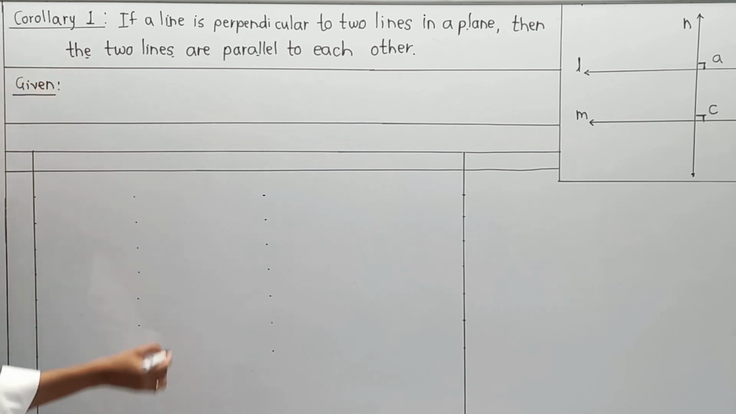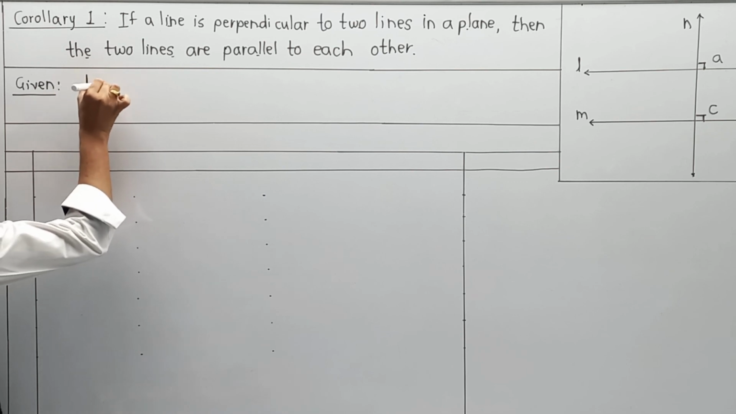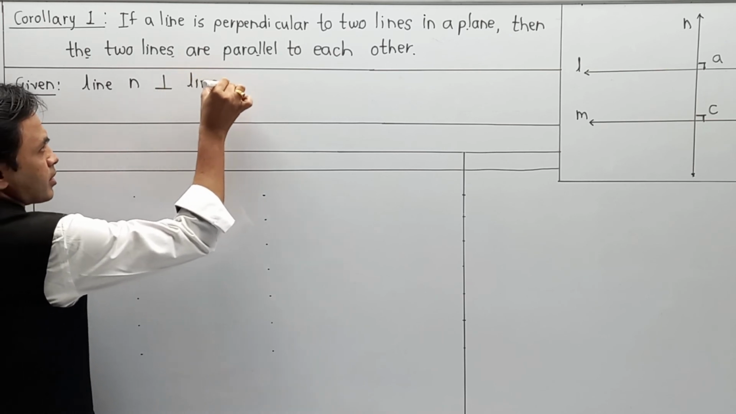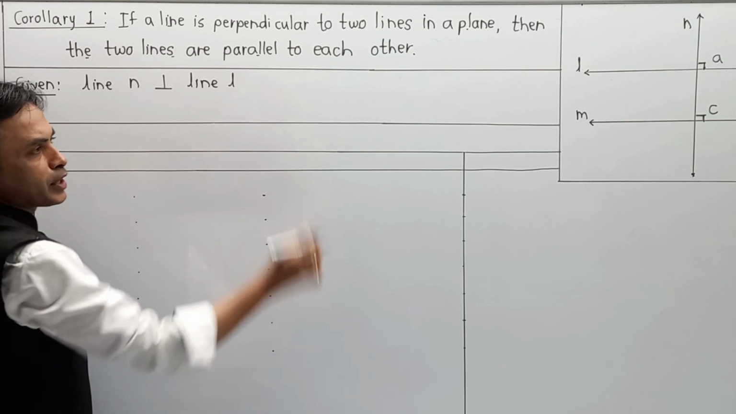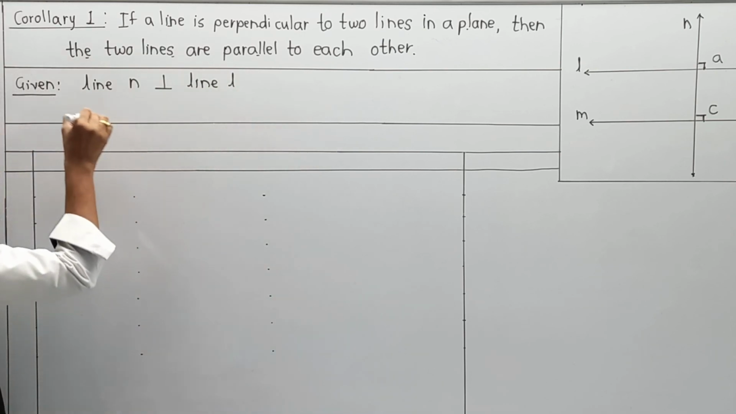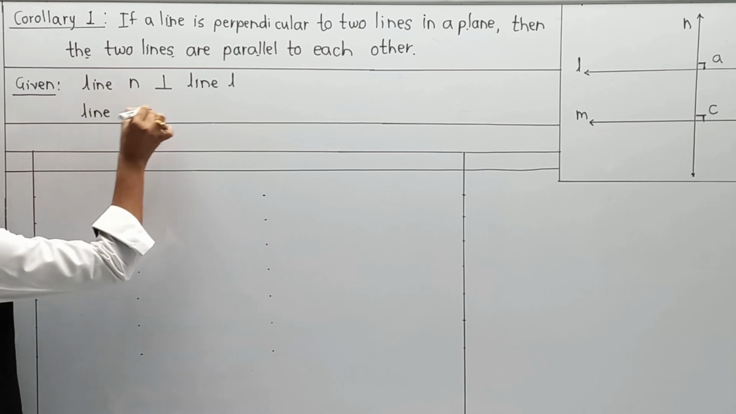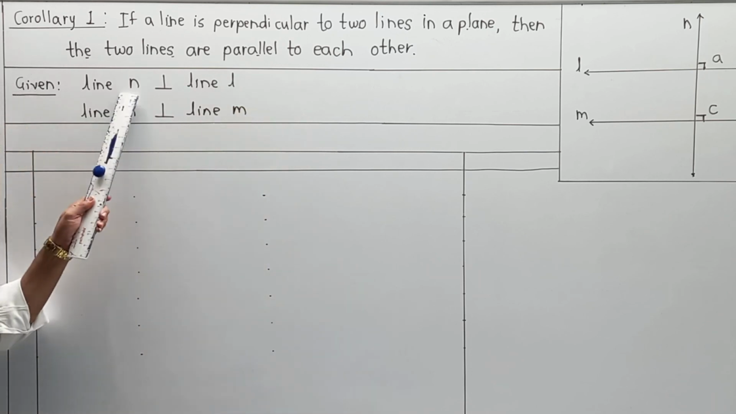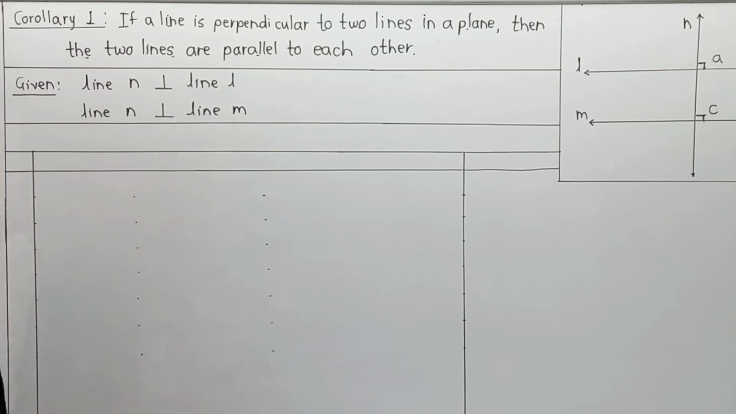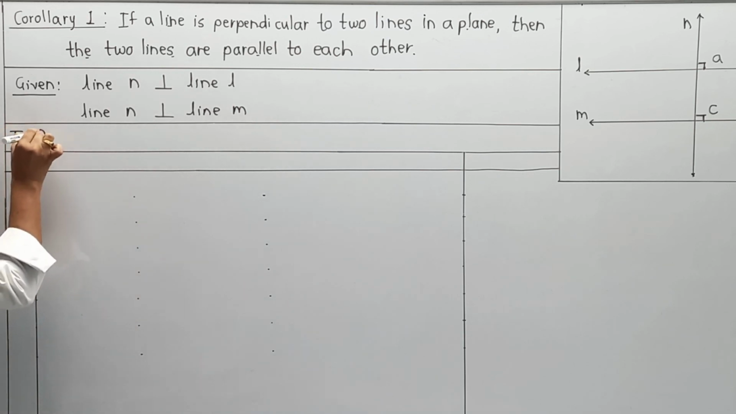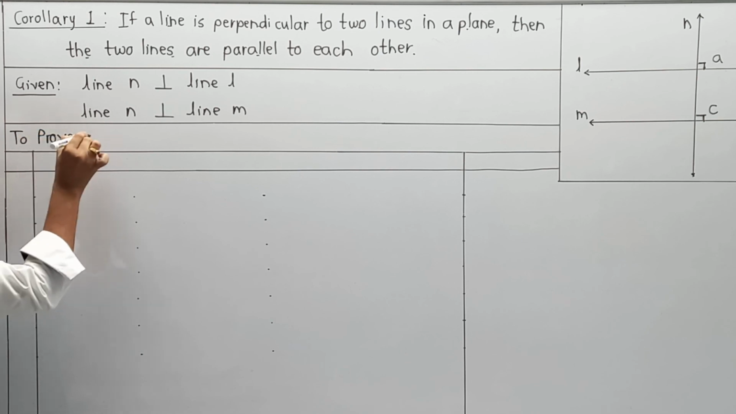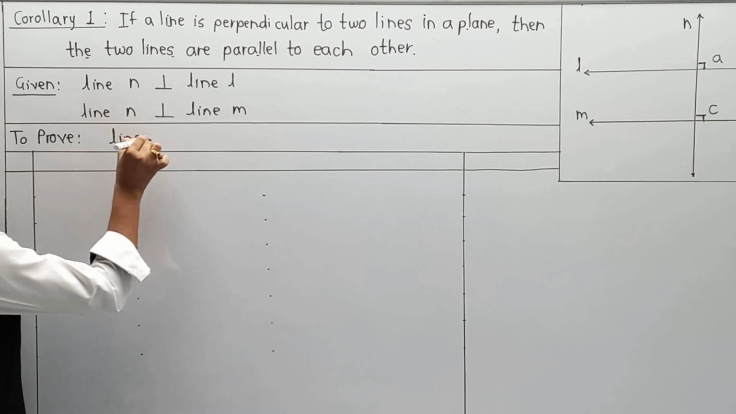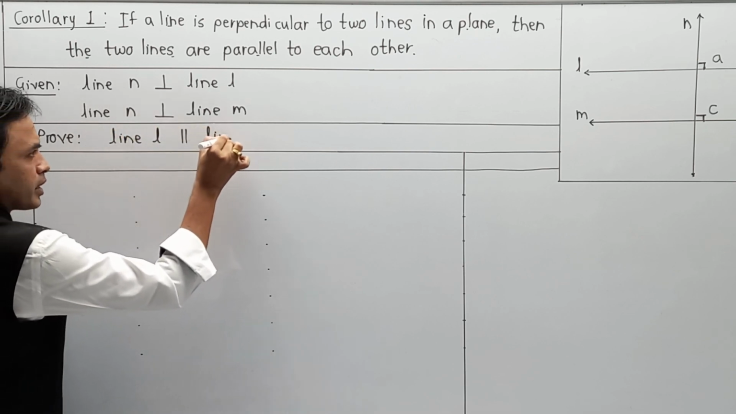So first part, given. Here line N is perpendicular to line L, and second, line N is perpendicular to line M. It means this line N is perpendicular to both L as well as M. Now we have to prove. So to prove, we have to prove that line L is parallel to line M.